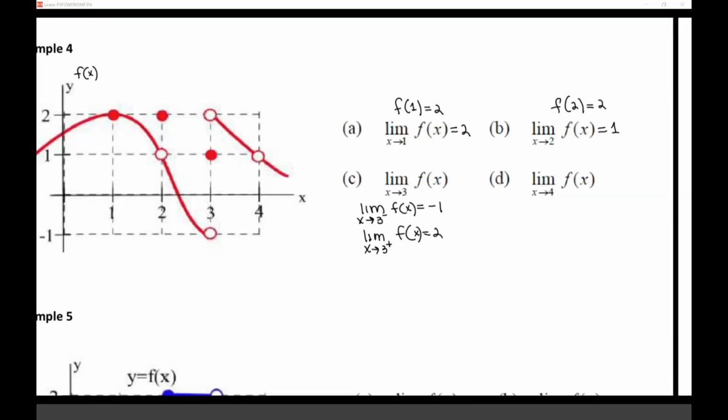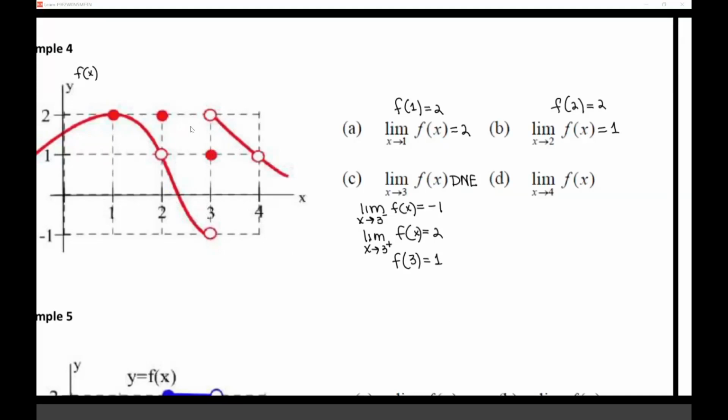Okay, so what can you say about the limit as x approaches 3? Can we make a choice here? No, you've got two different values. If you get a different left limit from the right limit, you say the limit as we approach 3 does not exist, because they don't match. Now the function value at 3, that's the solid dot at 1.